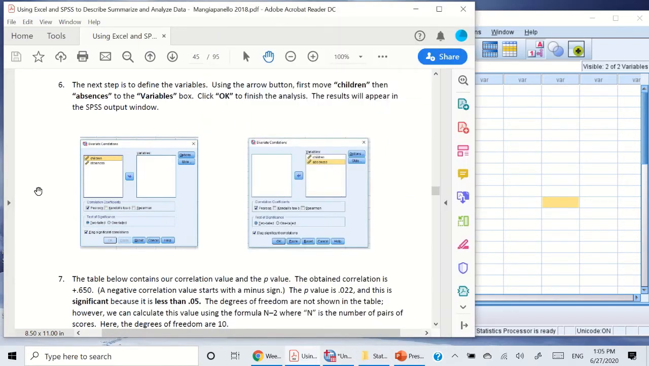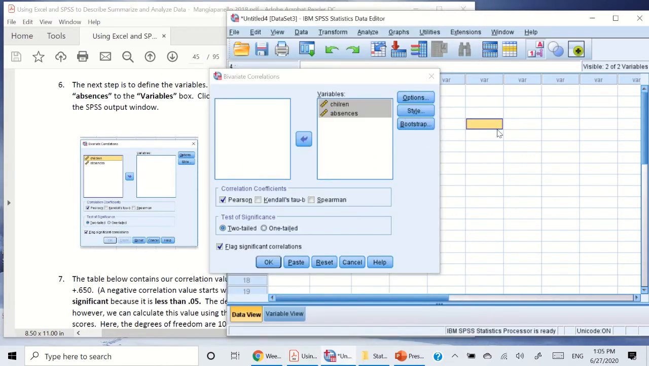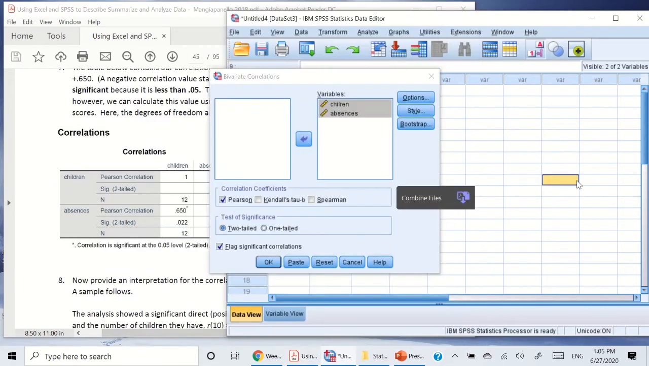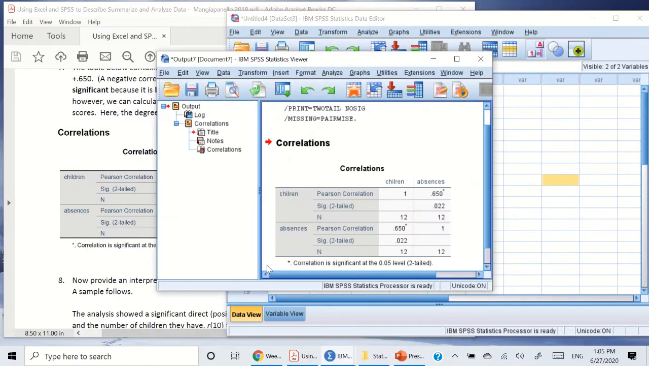Is there anything else? Okay, so we have to check Pearson and also flag significant correlations on the bottom. Pearson, flag significant correlations on the bottom. Is that it? Okay, I think that's it. So click OK.